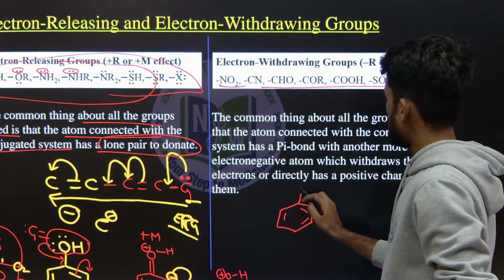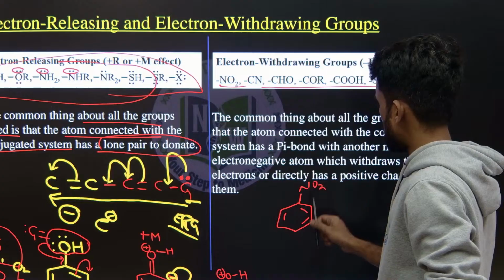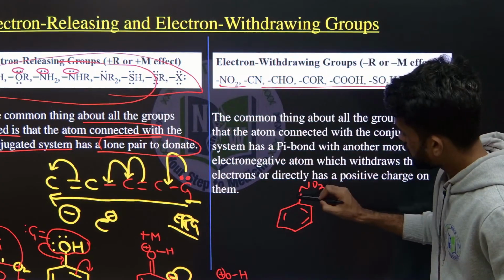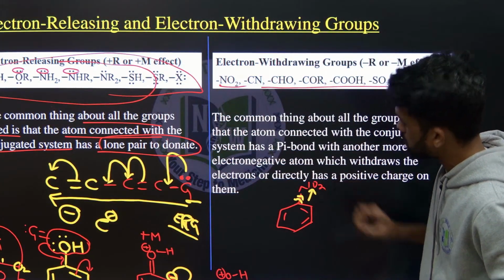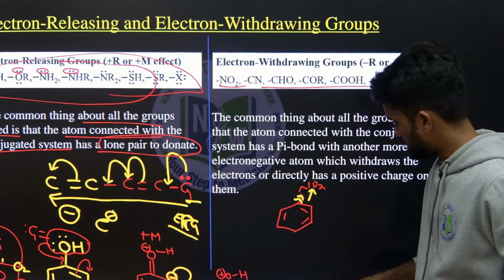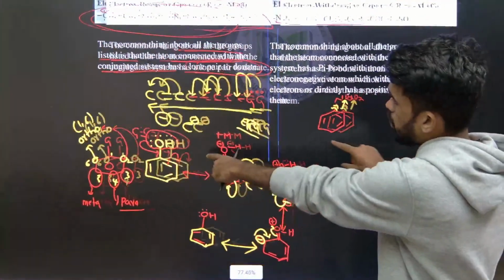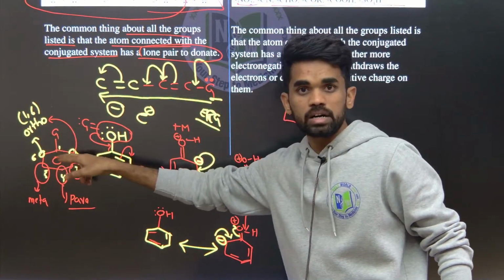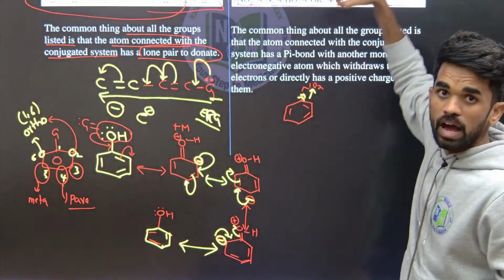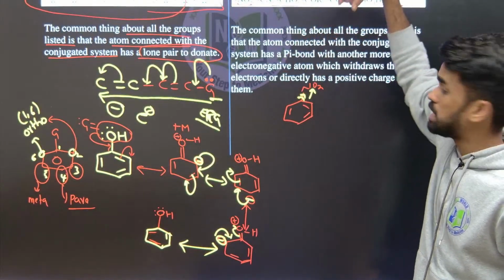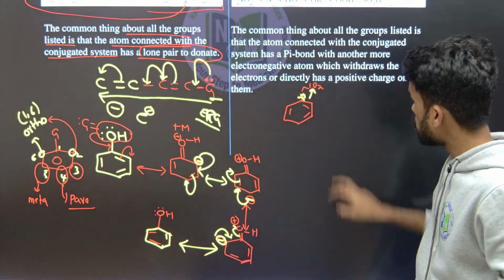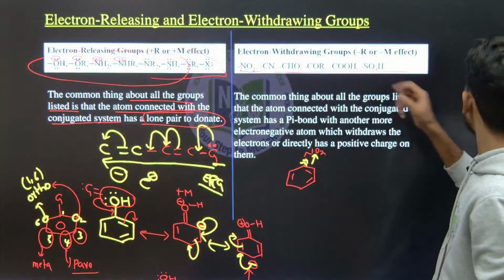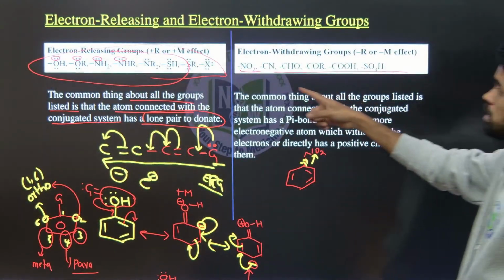Okay, let us say a nitro group is attached. This nitro group will only drag the electrons towards itself from the ring. In the previous case, group G donated electrons into the ring, but here it is accepting or withdrawing electrons towards itself. So I can call all these groups electron withdrawing groups.